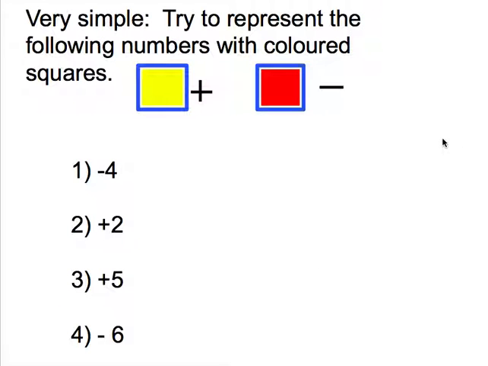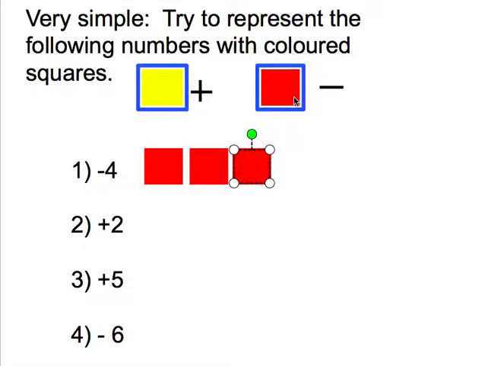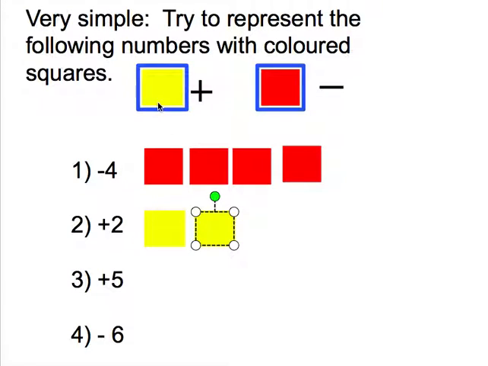So if we were to try to represent the following numbers, if I had negative 4, all I would do is use 4 negative squares right here. Ta-da! Very simple. Positive 2, I would just do 2 positive yellows. And positive 5, same kind of thing.